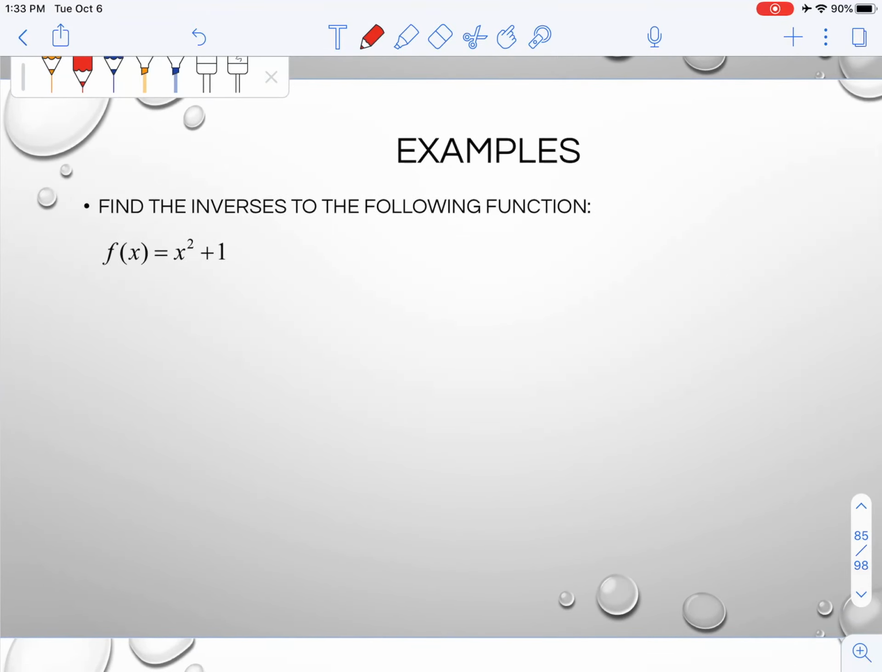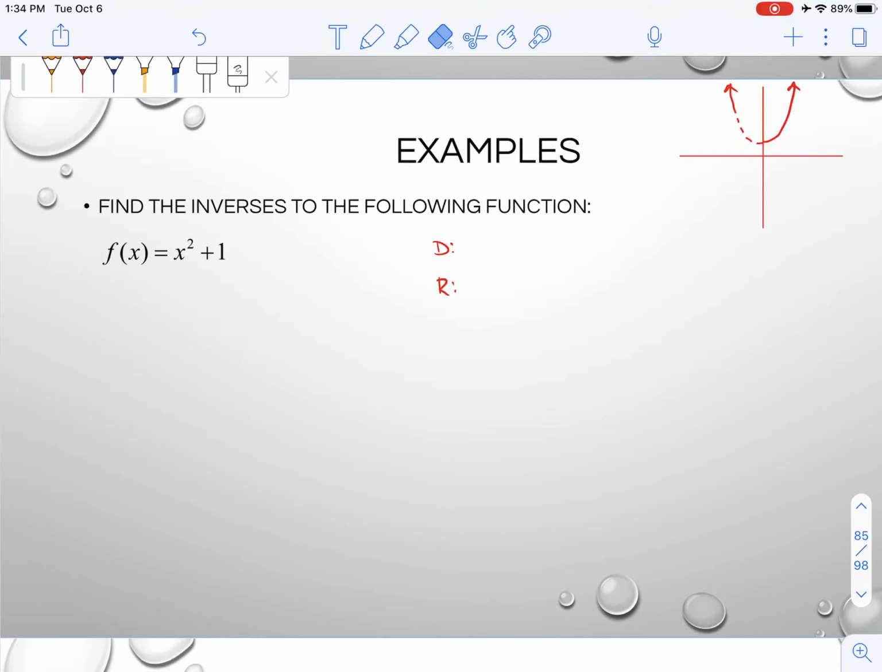All right? f of x equals x squared plus 1. So the domain of this function, right? And if I sketch what this function is going to look like, this is going to be a parabola that is shifted up 1 unit. I have a problem though, because this function is not one-to-one. Right? So I need to restrict my domain.